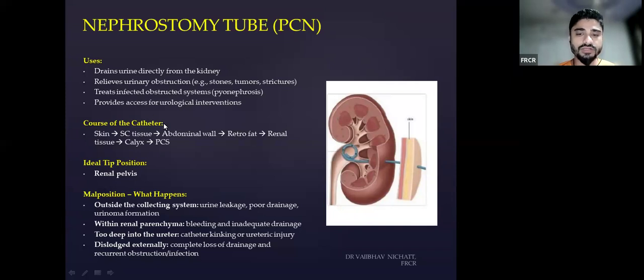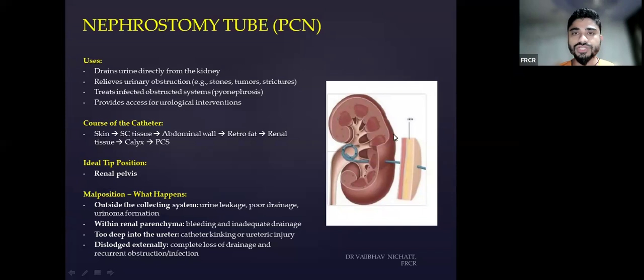Okay, what is the course of the catheter? It is placed through the skin, subcutaneous tissue, through the anterior or anterolateral abdominal wall, through the retroperitoneal fat, through the renal parenchyma into the calyx, and then into the pelvicalyceal system. The ideal tip position should be in the pelvicalyceal system for adequate and proper drainage of the kidney. So what happens if there is malposition? If the curled end lies outside of the kidney, then it will cause urinary leakage, poor drainage, and there might be associated urinoma formation.